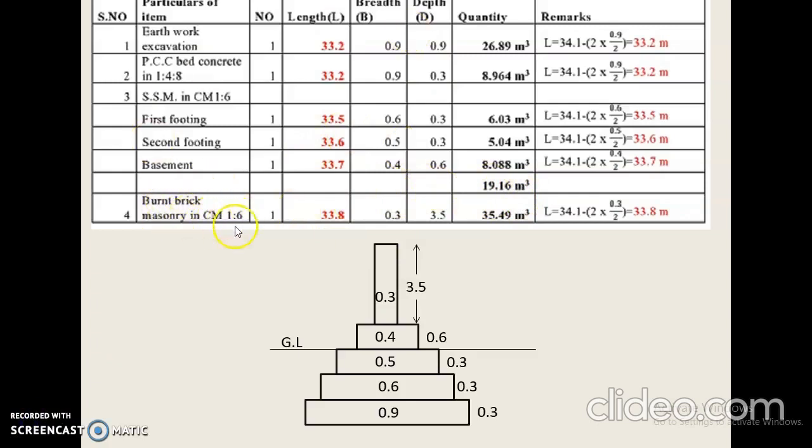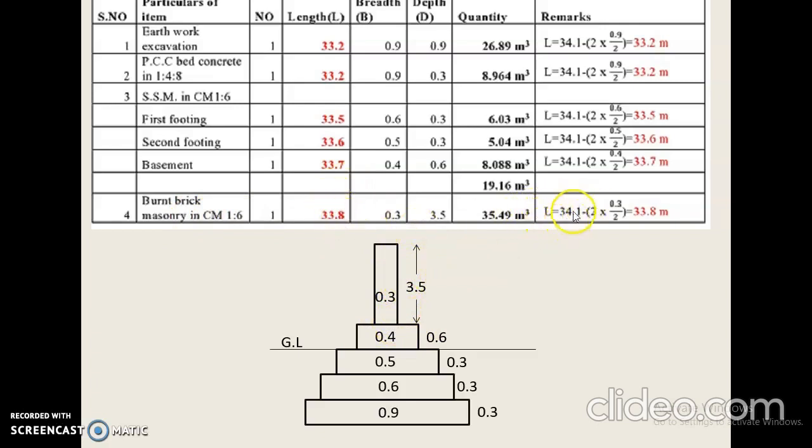Let us go for one more item of work they have given here, that is burnt brick masonry in CM 1:6. Now the burnt brick masonry, that is the main wall, you should construct above the basement, from here you need to construct. Now again you need to calculate what is the actual length. So how will you calculate the actual length?